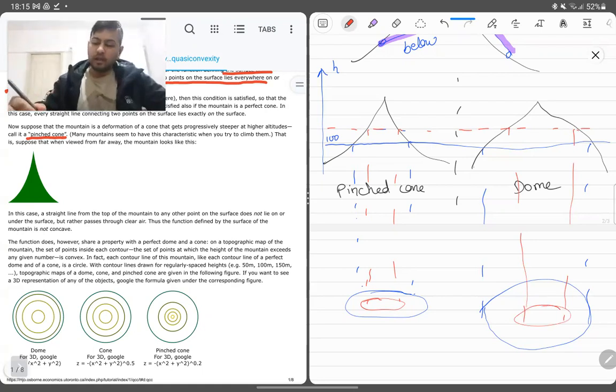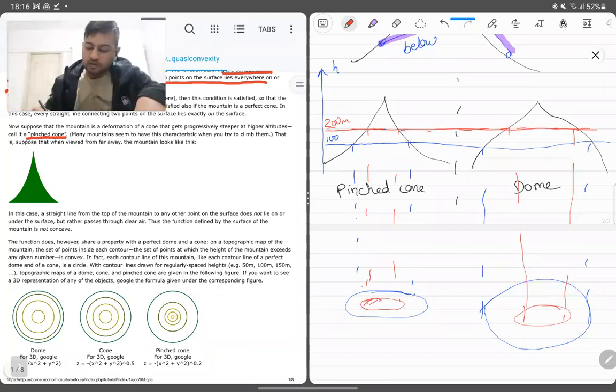And similarly for the others. So what I'm doing is I'm basically mapping the points on the surface of the earth at which the altitude of the mountain is greater than or equal to this red altitude. This is, let's say, 200 meters. So all these points correspond to altitudes in the mountain which are greater than or equal to 200 meters.